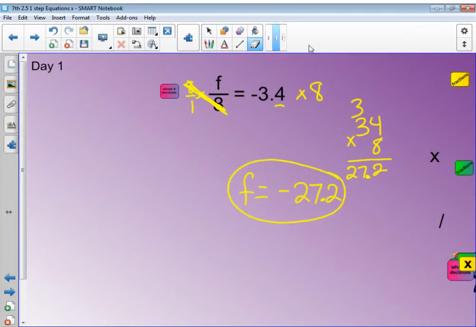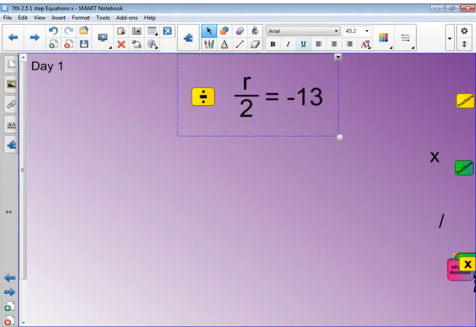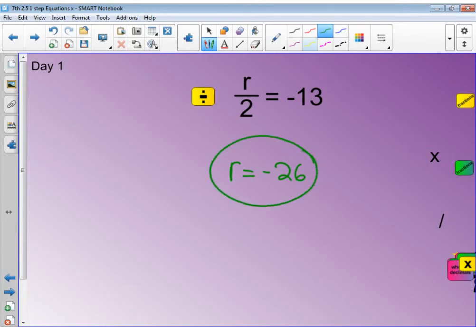Okay, so I'm going to give you one to do on your own. Okay, so here we have r divided by 2 equals 13. So go ahead and pause your video and work through this one, and then start your video back up and check your answer. You should have gotten r equals -26.